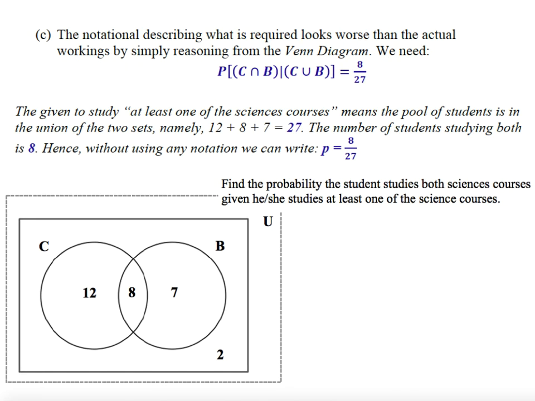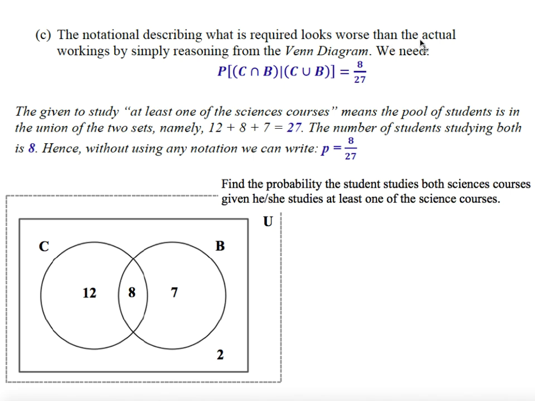Lastly, and then we're done, find the probability the student studies both science courses, given he or she studies at least one. That's a little bit more wordy, but your chances of studying both, you're right in here. Given you study at least one, well, these people are not studying any, so the people studying at least one are these people here, here, and of course these people here, because at least one can also involve 2. So here's 27, and so 8 chances out of 27 is the final result there, just again non-formulaically.